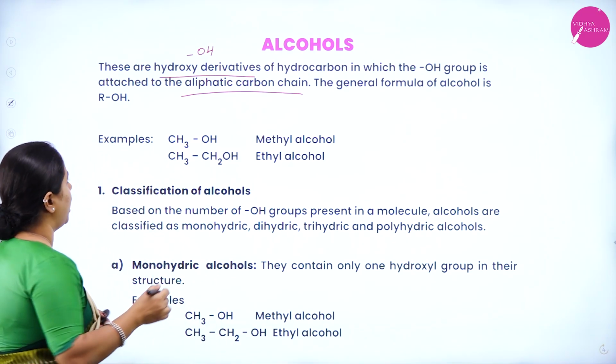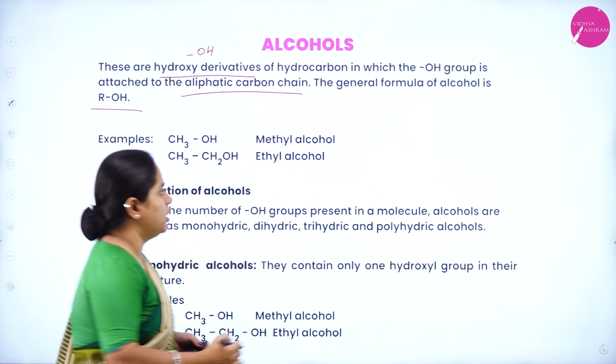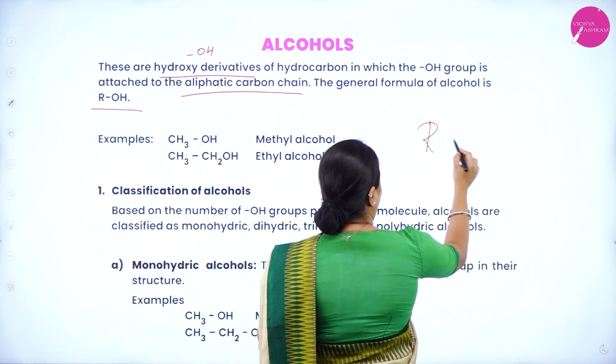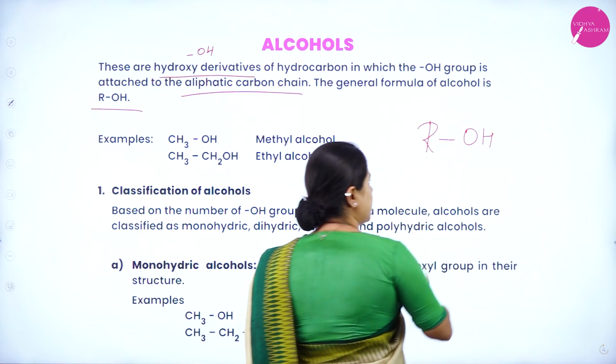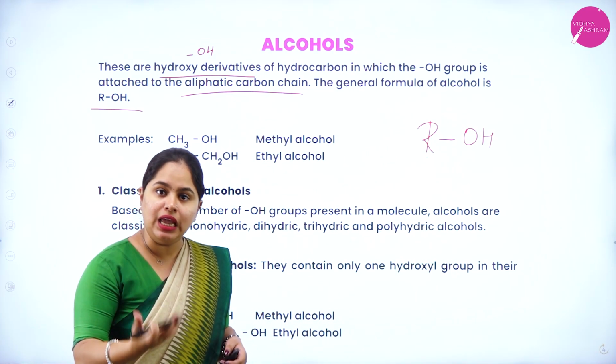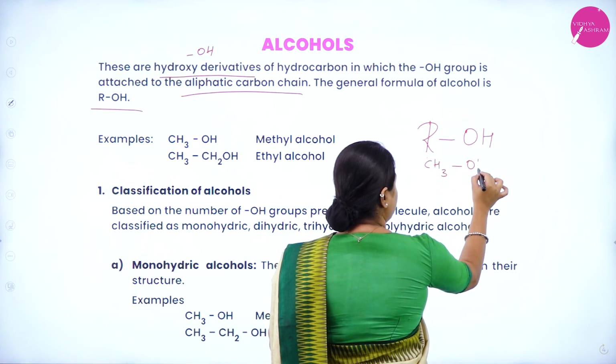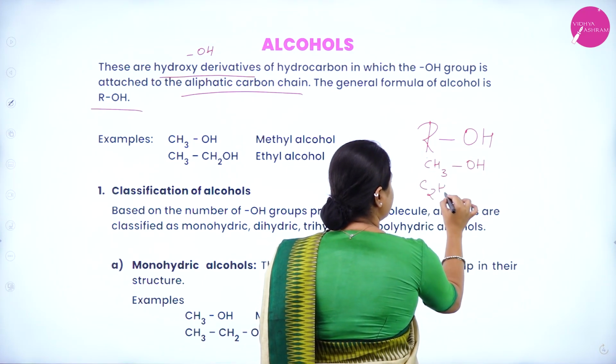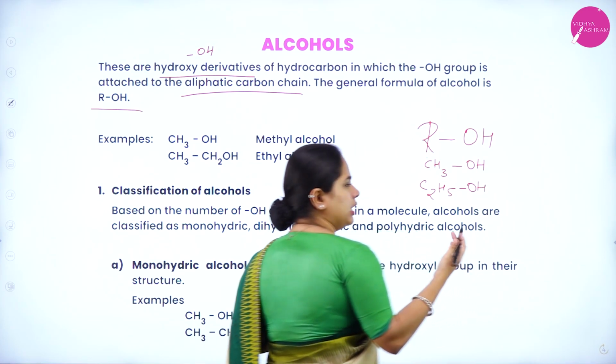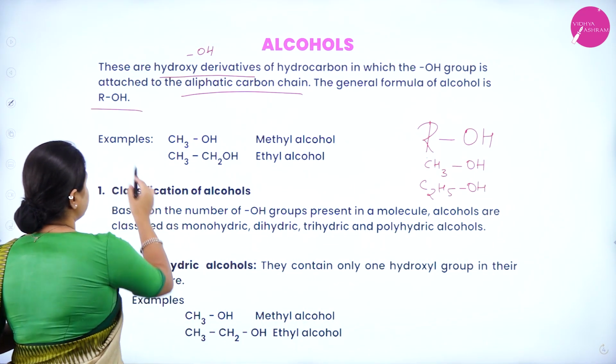The general formula of alcohol is ROH. General formula is ROH. So what does this R stand for? This R stands for any alkyl group. One example I have already mentioned, CH3OH. Another one can be C2H5OH, right? Any alkyl group can come. So the general representation is ROH.